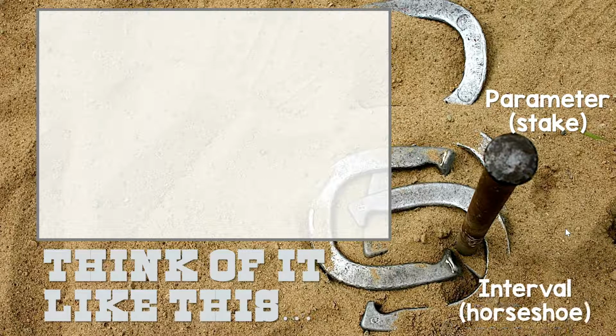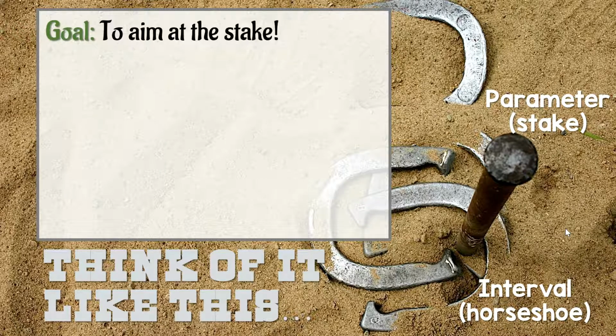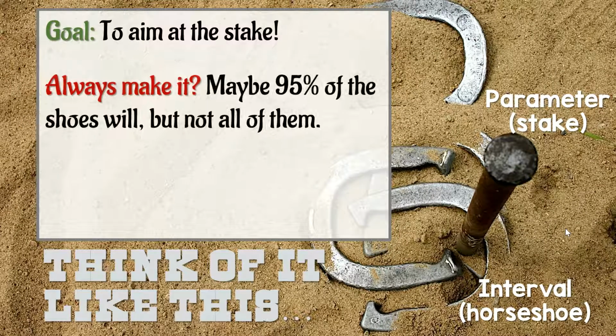And every single one of those horseshoes is an interval. So here's the thing, your goal is to aim at the stake. Every interval, the job is to catch the parameter. The job is to get as close as you can. But here's the thing, you're not always going to make it. Maybe 95% of the shoes will, but not all of them. You're going to have some that get close, but just not quite.